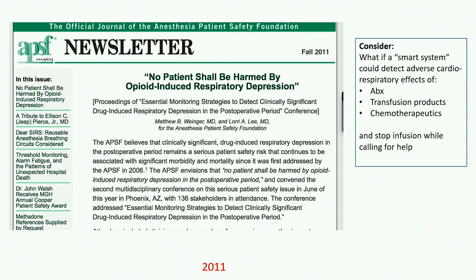2011, APSF newsletter. Again, no patient shall be harmed by opioid-induced respiratory depression. Wait, the first one was 2005. Why in 2011 are we still writing about patients being harmed by opioid-induced respiratory depression? Why is technology not helping us to eliminate these problems and improve patient safety? So opioids are one area, but what if the smart system could detect the adverse cardiorespiratory effects of antibiotic reactions, transfusion product reactions, chemotherapy reactions, and stop an infusion in time to prevent patient harm and call for help and do all the things that are appropriate?